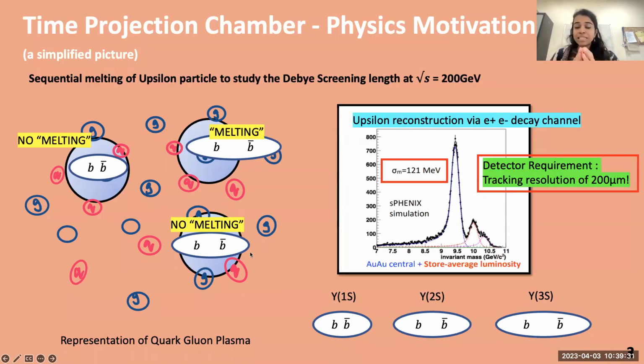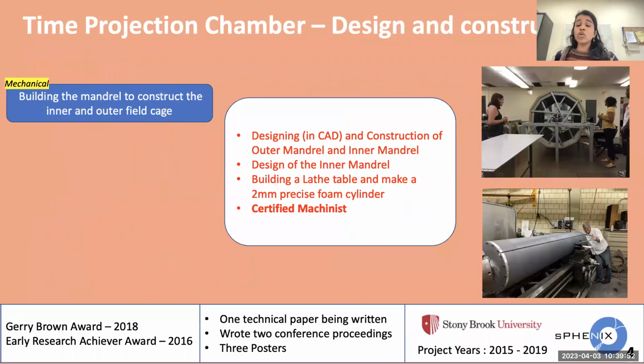To separately build and reconstruct these three states, we need a detector which has a mass resolution of 120 MeV, which in the sPHENIX environment, in the collaboration of sPHENIX, which is at Brookhaven National Lab, translates to a detector requirement of having a tracking resolution of 200 micrometer. For this, we built a time projection chamber.